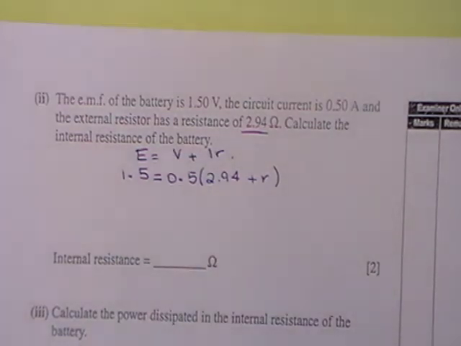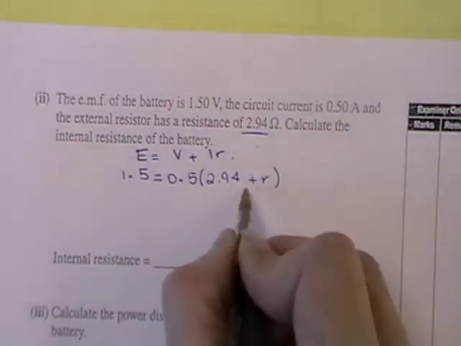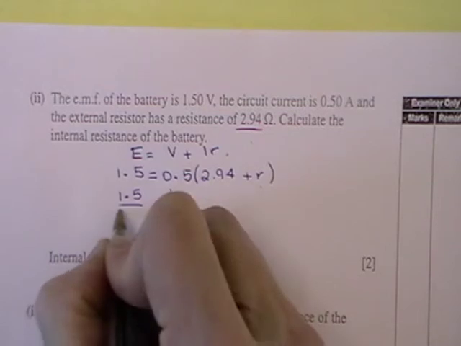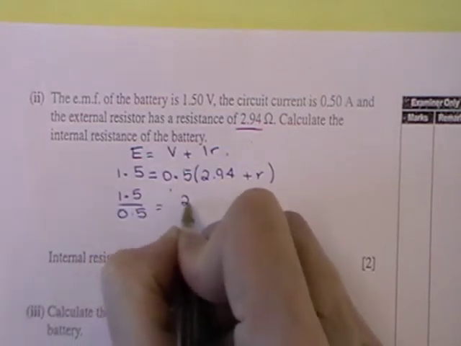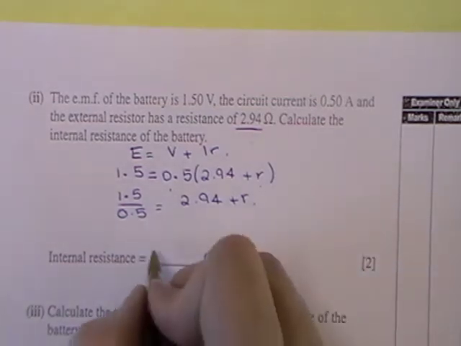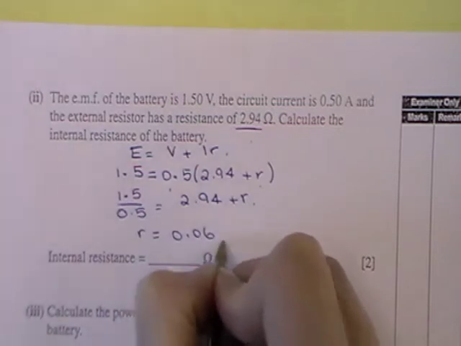Well, it's not necessarily smaller. We don't know the size of it. So when you multiply everything out there, in fact, we'll not multiply. We'll just divide by 0.5. So 1.5 divided by 0.5 is equal to 2.94 plus r. And when you bring this across, then r comes out there to be 0.06 ohms.